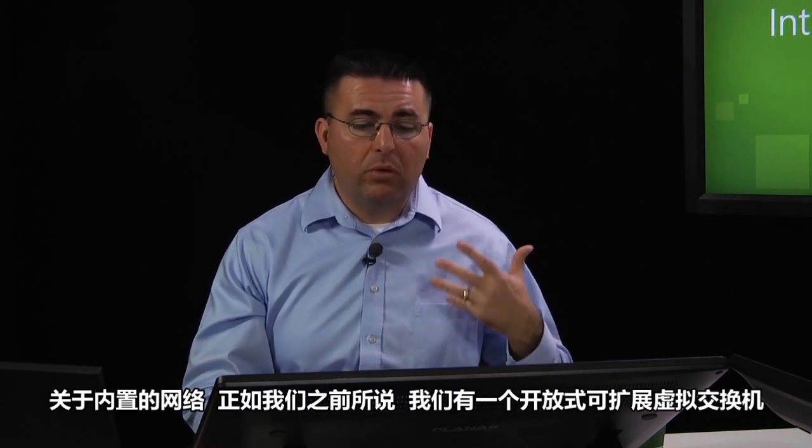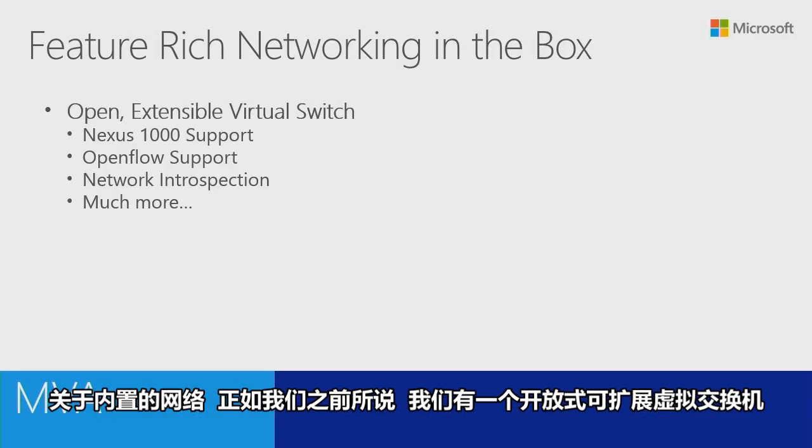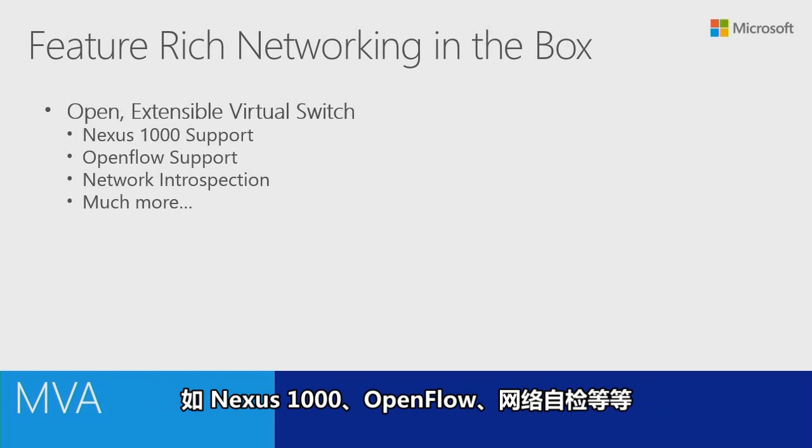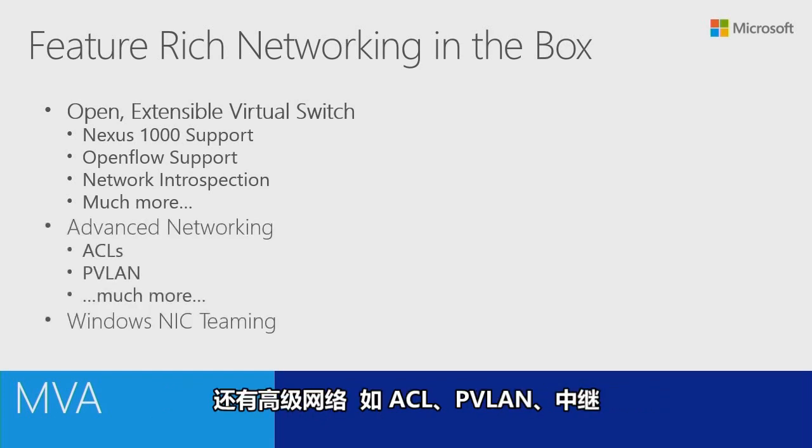So when it comes to networking in the box, like I said, we've got an open extensible virtual switch, which has enabled a whole bunch of things like Nexus 1000, OpenFlow, network introspection, and much, much more.